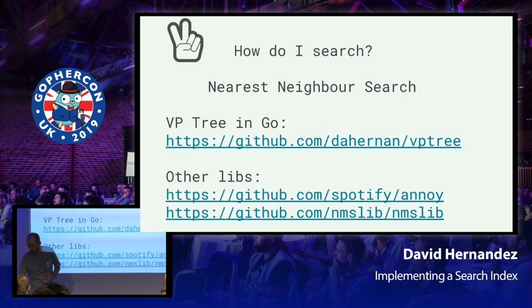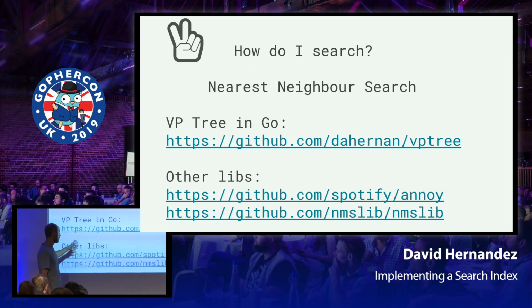I have this little library that is BP-tree. It's based on another project, so you can check the original source. But there are other libraries in other languages, or as a service, that you can use to put all your vectors in and perform search. The most famous one is probably Spotify Annoy. It's widely used. But yeah, the pure Go implementation, the BP-tree, works well.